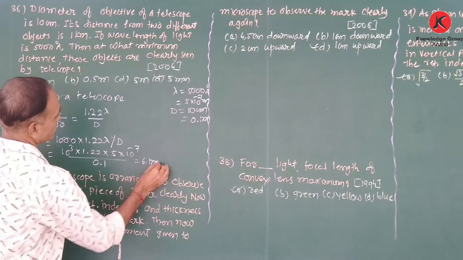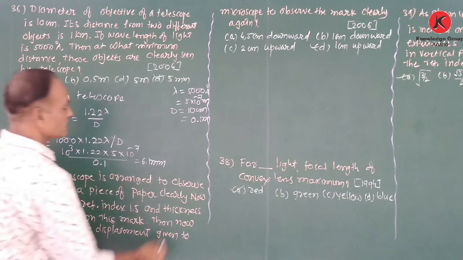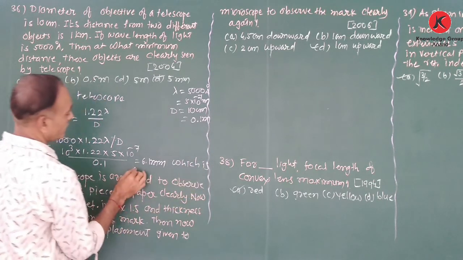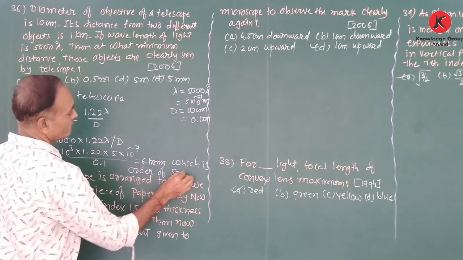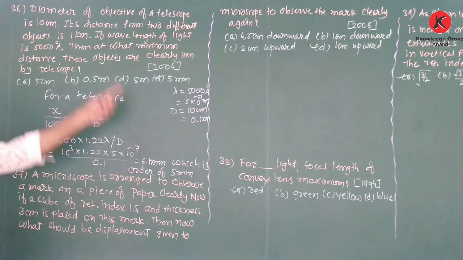6.1 millimeter is in the order of 5 millimeter. Therefore, the answer is 5 millimeter.